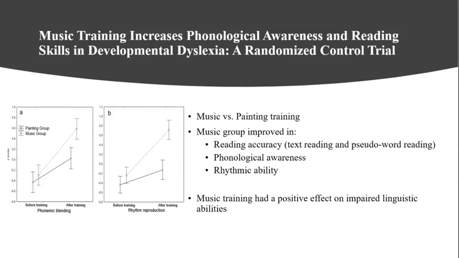After completing the testing, the study found that the music group improved in reading accuracy, which included text reading and pseudo-word reading, phonological awareness, and rhythmic ability. And in past studies, musical training has been shown to be beneficial for typically developing children in areas such as phonological awareness, word segmentation, working memory, and reading abilities. And the study suggests that music training had a positive effect on the impaired linguistic abilities of those with developmental dyslexia.